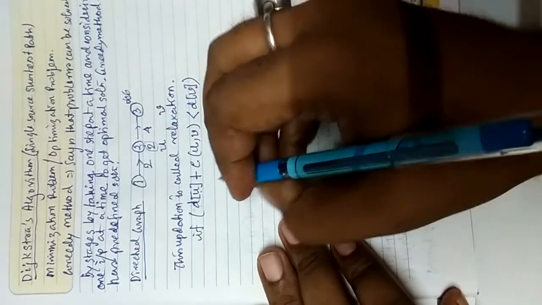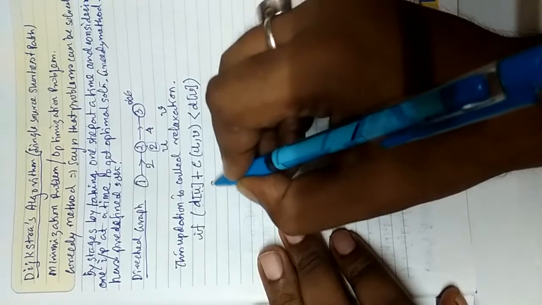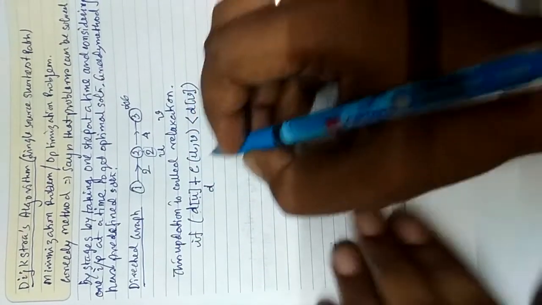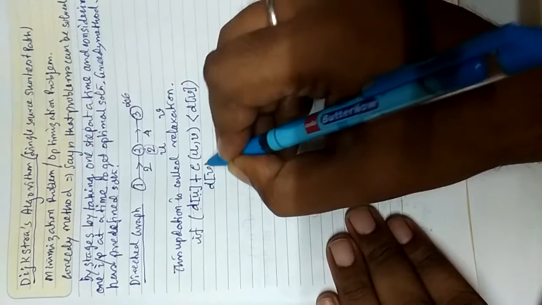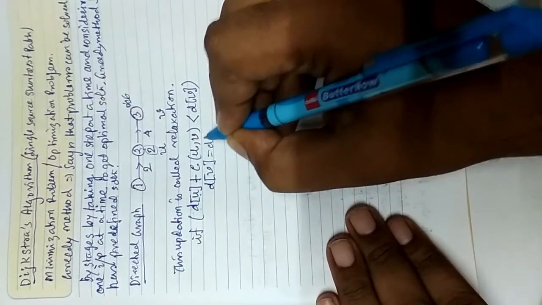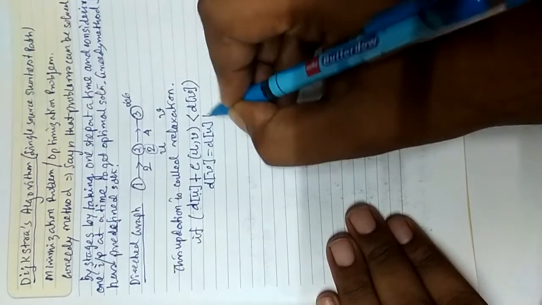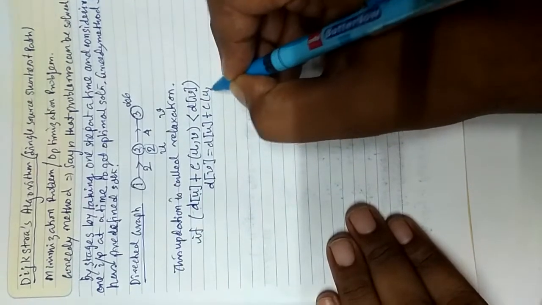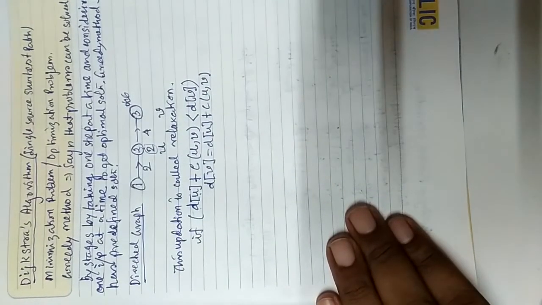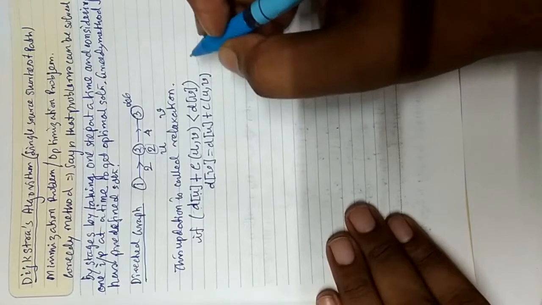Okay, if this condition holds, then we will update. We will update d of v, where d of v is nothing but d of u plus cost of u and v. Okay, so this is the updation problem.